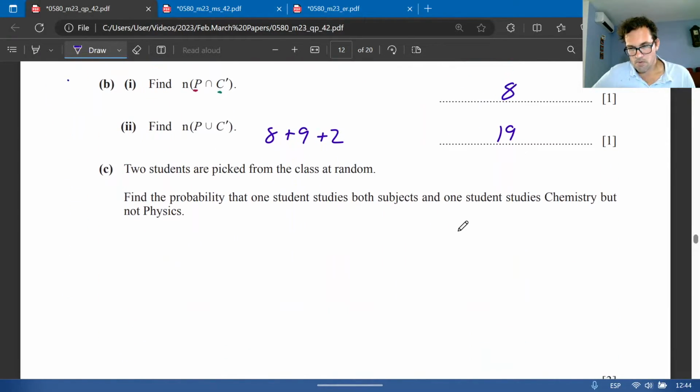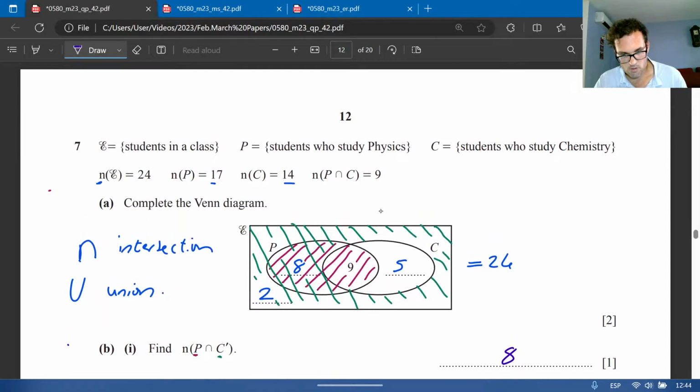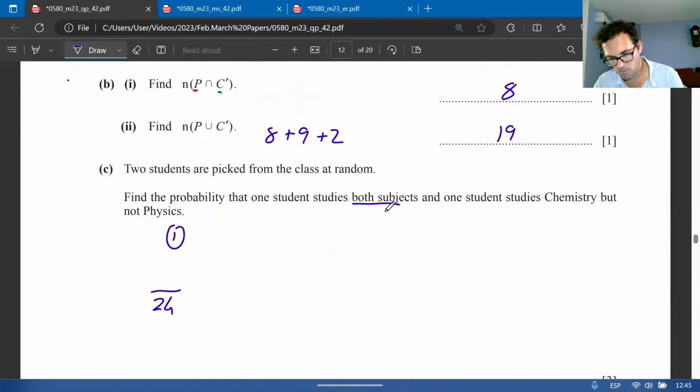Then we get to probability. 2 students are picked from the class at random. Find the probability that the one student studies both subjects. Okay, so this is the first student. There are 24 students to pick from. This one student studies both subjects. Who studies these 9? These 9 in the middle, they study both physics and chemistry. So to pick that student, the probability is 9 out of 24.